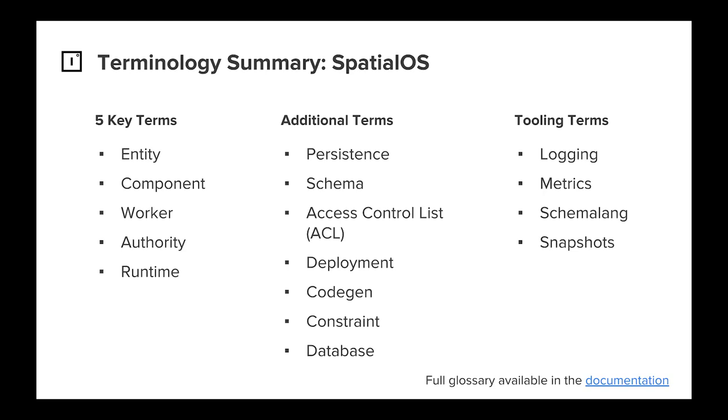So I know that was a lot of information, so I'll just quickly summarize what we've gone over. We spoke about the 5 key terms that SpatialOS uses. It's an entity component system. It is backed by workers, a worker being any process that links to our libraries. We use authority to move entities around seamlessly, and the thing that does that is called the runtime.